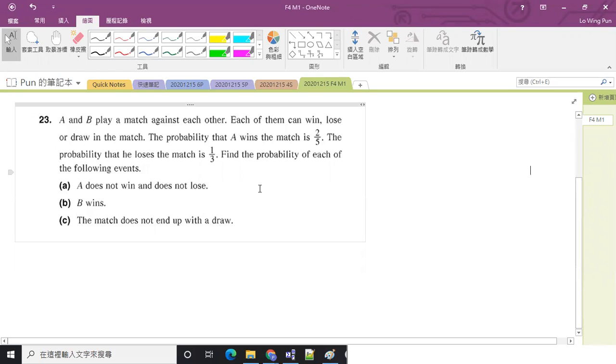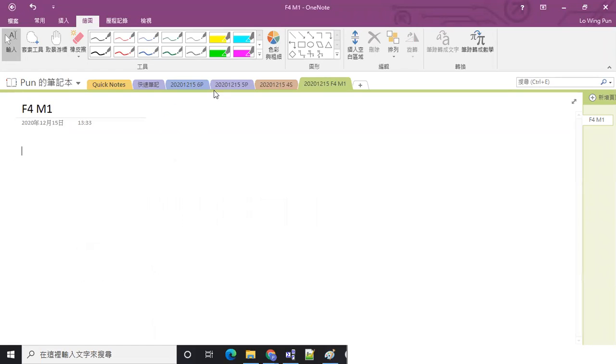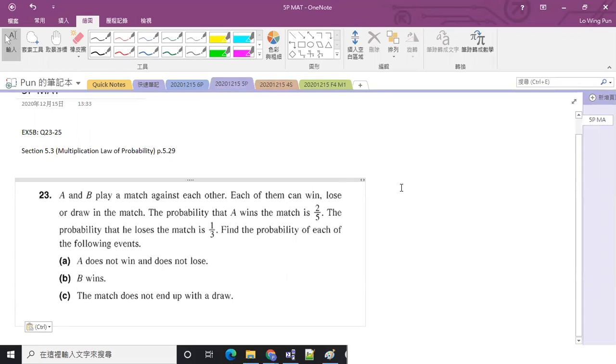Question 23. So A and B play a match against each other. Each of them can win, lose, or draw in the match.